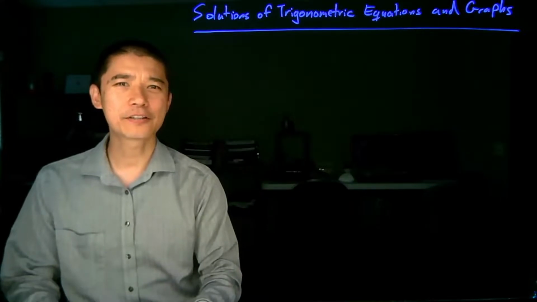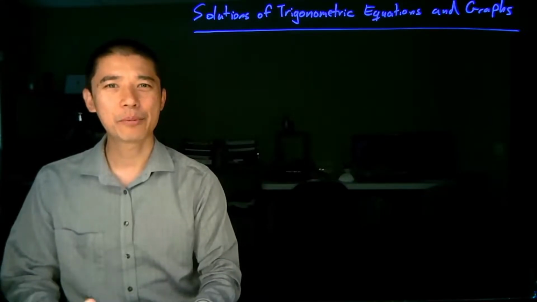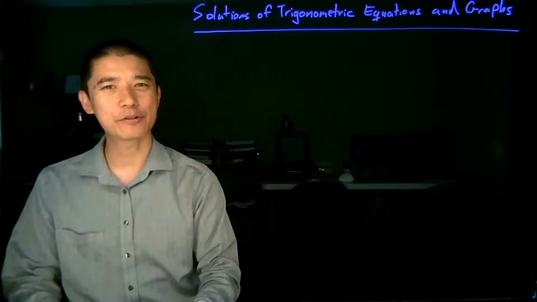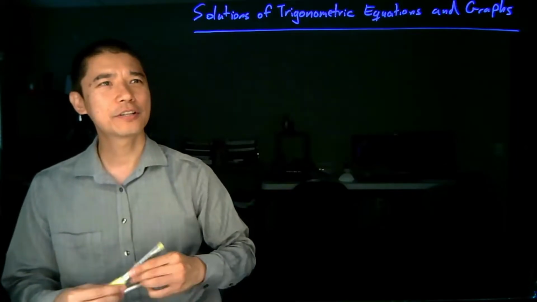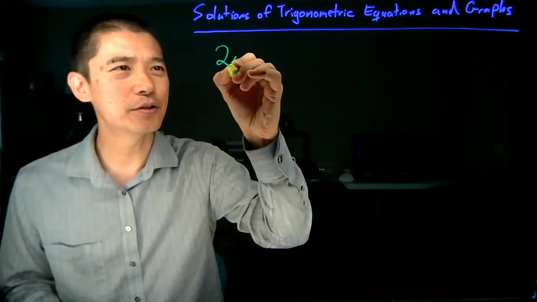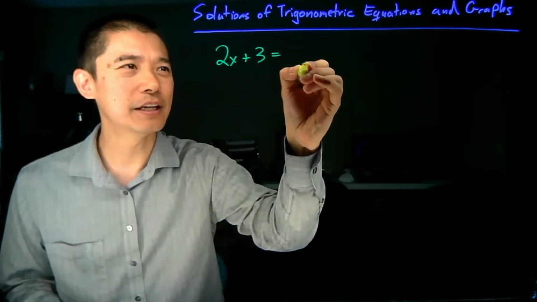We're interested in finding solutions to trigonometric equations. But before we do that, we want to look back at the basic geometry of solving equations in general. So let's take a basic linear equation like this: 2x plus 3 equals 8.